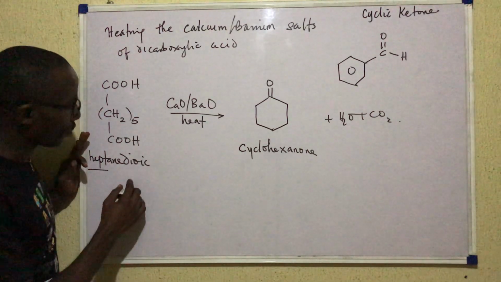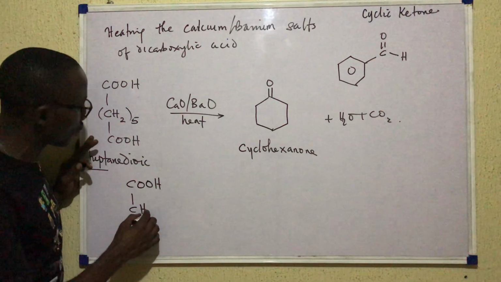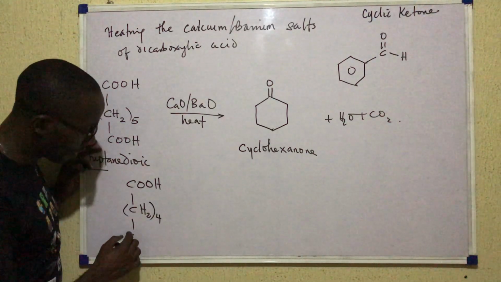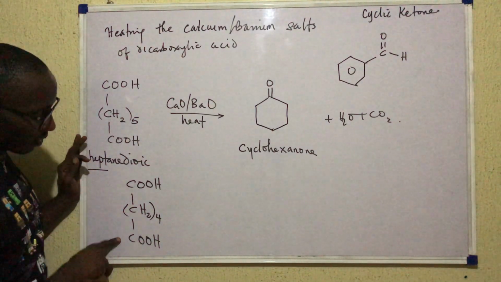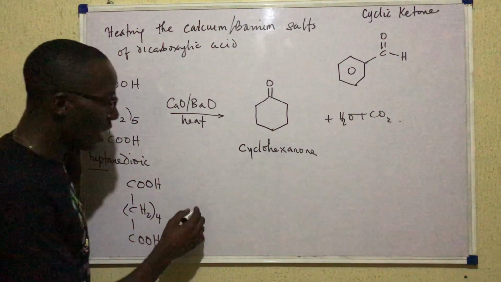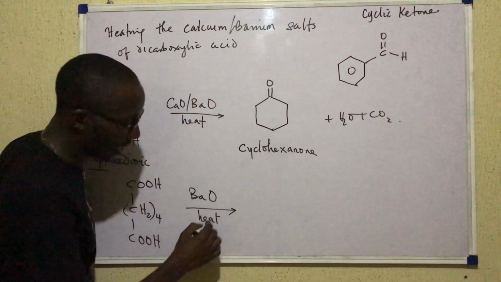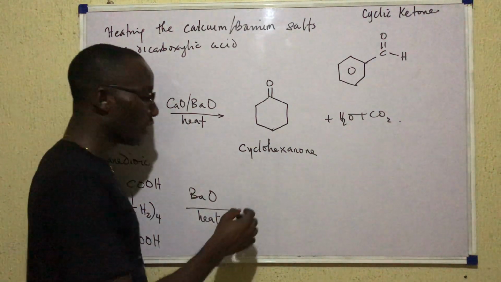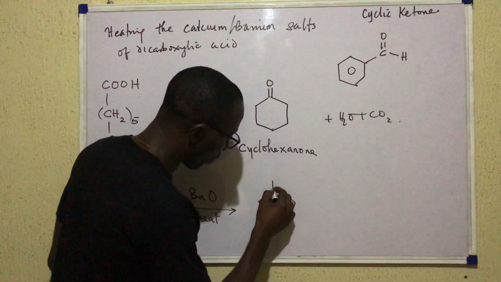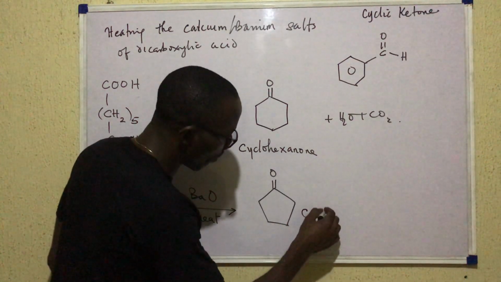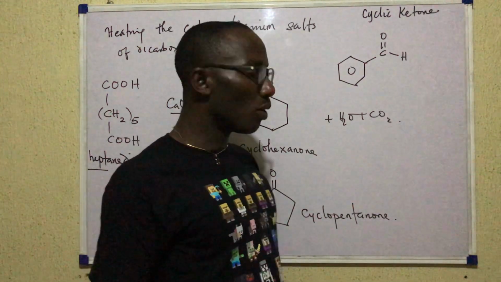So if you were to use another case, let's say we have COOH, this time we have CH2, let's say 4, then COOH. This will be called hexane dioic acid because all the carbons here are 6. And then in the presence of barium oxide and heat, what do we get? 6 will become 5. So I'm going to draw my product like this. And I'll call that product cyclopentanone. Cyclopentanone. So that is it.